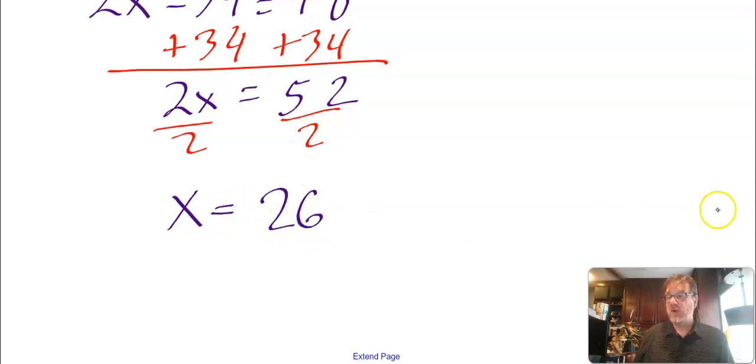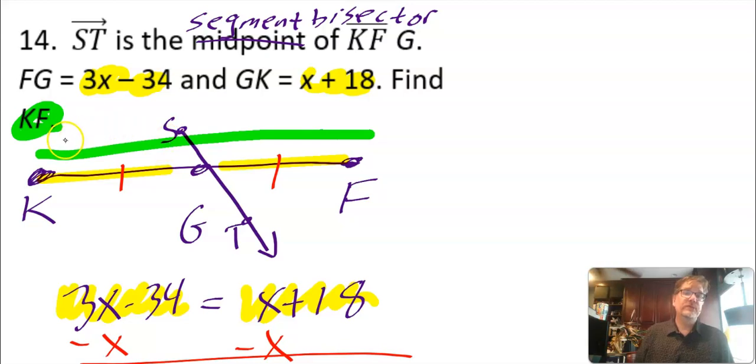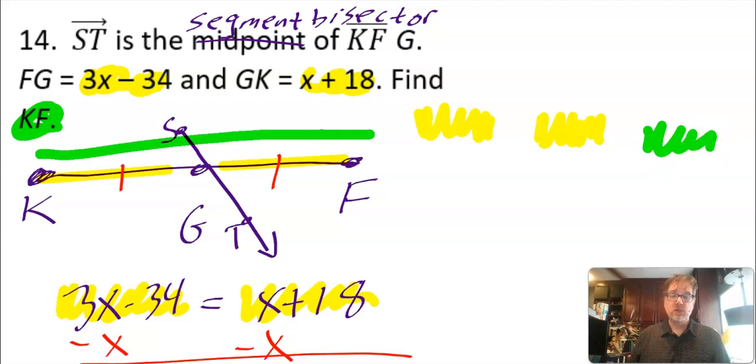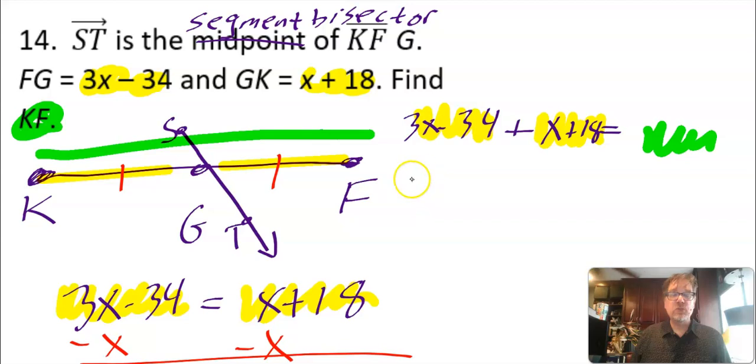Always double check. Do I want x or something else? We want green. Well, to find green, I need to add the two yellows together. To find green, I'm going to do yellow plus yellow, and that's going to equal green. I can't plug into green because they didn't give it to us. So 3x minus 34 plus x plus 18 equals green. Everywhere there's an x, plug in 26.